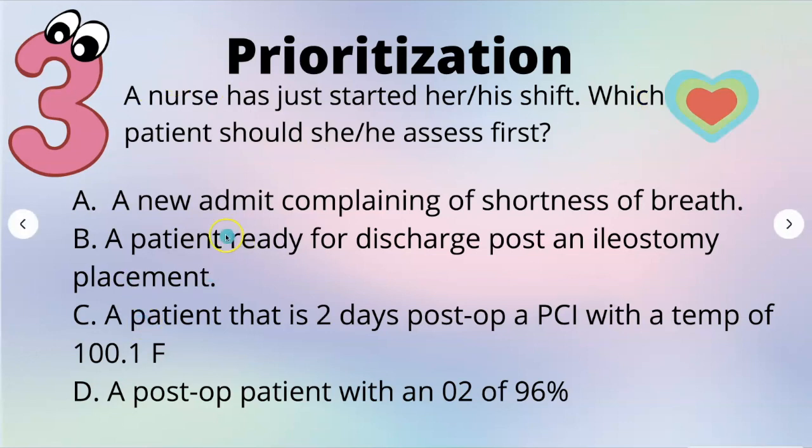So we have a new admit. We don't really know what's going on with this person, and they're short of breath. Airway takes precedence. Does the fact that this person has a fever, is that concerning? Yes. However, what's more important? What is the priority? You need to figure out if someone can't breathe, they're going to die. So airway takes precedence over all the other patients. This is a normal finding.